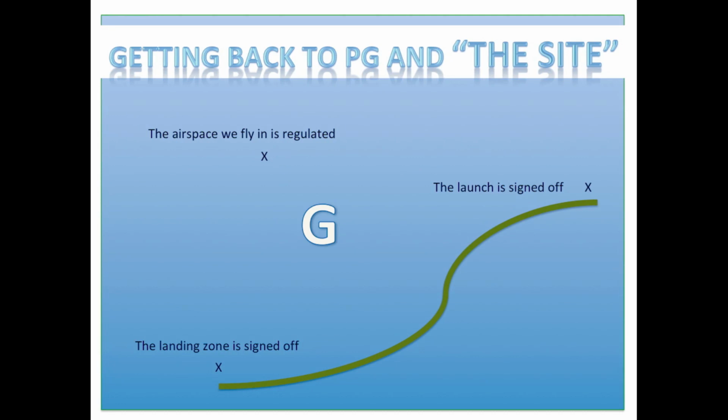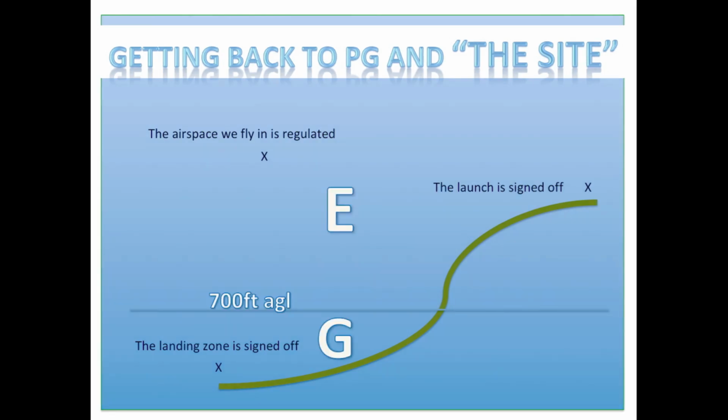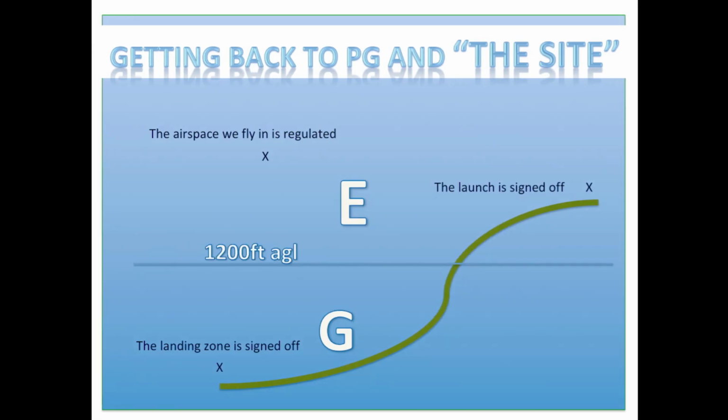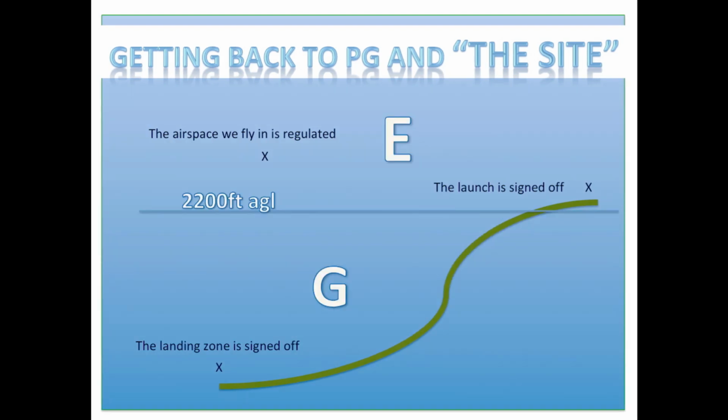In most cases, all paragliding sites in Canada operate as Class G airspace. You'll notice when you start looking at the aeronautical charts that Class G is sometimes below 700 feet and Class E is above that. We will get into some of these examples during this video. Another example of G and E separation is where it happens at 1,200 feet. And yes, even at 2,200 feet is sometimes where G and E separate.